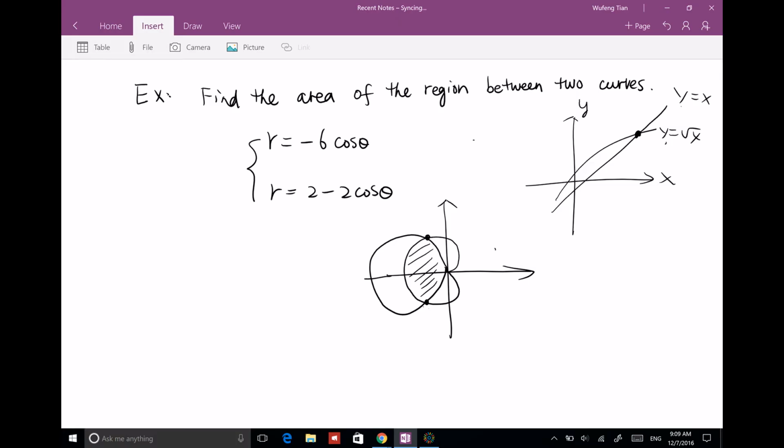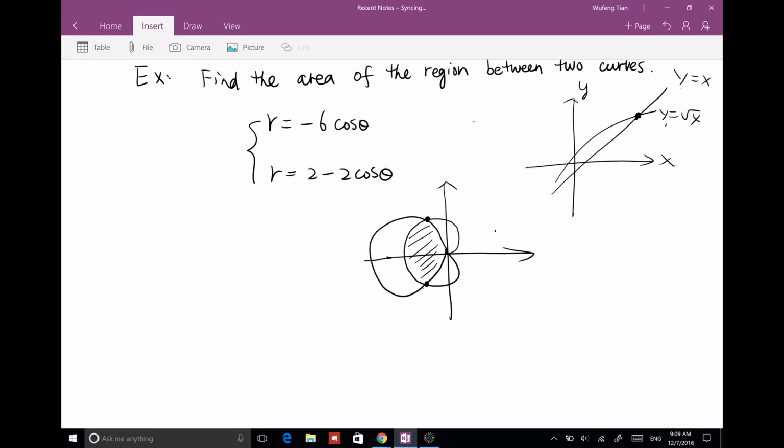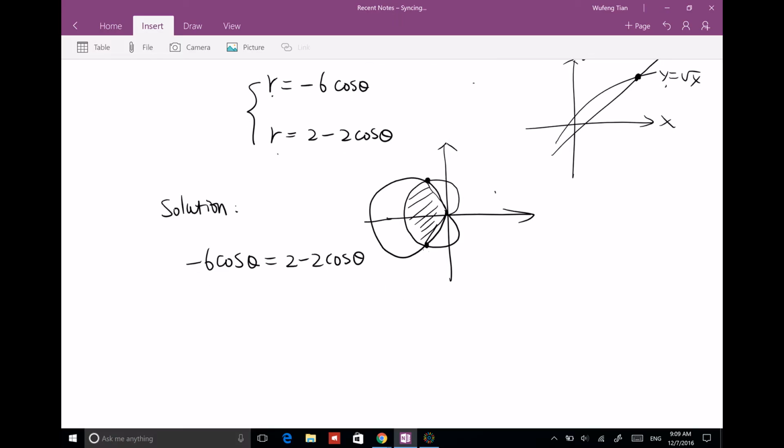The same applies for the polar equation. We set the r's equal to each other, because at this point both will have the same radius. So I set up negative 6 cosine theta equals 2 minus 2 cosine theta. Then I can solve for cosine theta. You get negative 6 cosine theta equals 2 minus 2 cosine theta, so negative 4 cosine theta equals 2, so cosine theta equals negative 1 half.